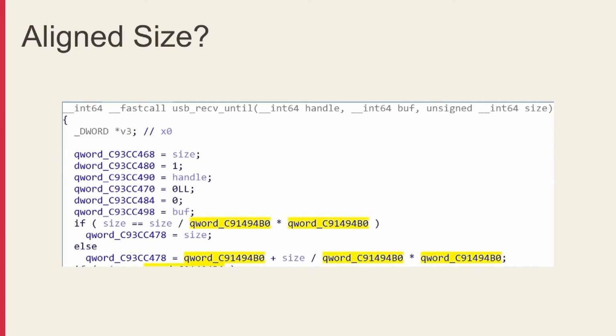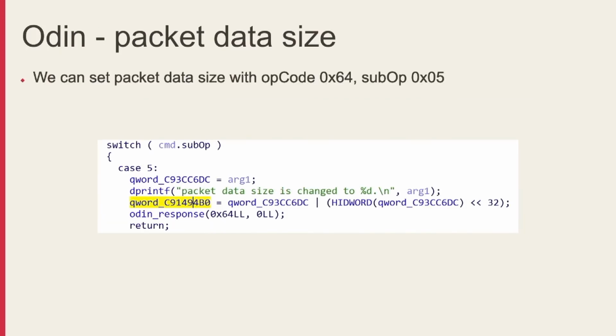After looking more deeply into the function related to USB receive, I found that the provided size is calculated as a line size with a strange value. After cross-referencing this value with other areas of the system, we found that it can be changed by ODIN request. According to the debug message, we know it is used to specify the size of data packets. The value doesn't have any checks.